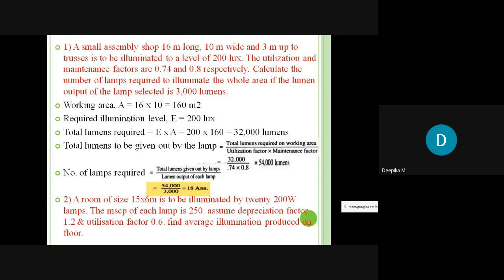So a room is there which has a length of 15 meter and a width of 6 meter. And 20 lamps are used over here, and each lamp has a wattage of 200 watt. Then the MSCP of each lamp is given, which is 250, and the depreciation factor and the utilization factor are given, but we need to calculate the average illumination produced on the floor.